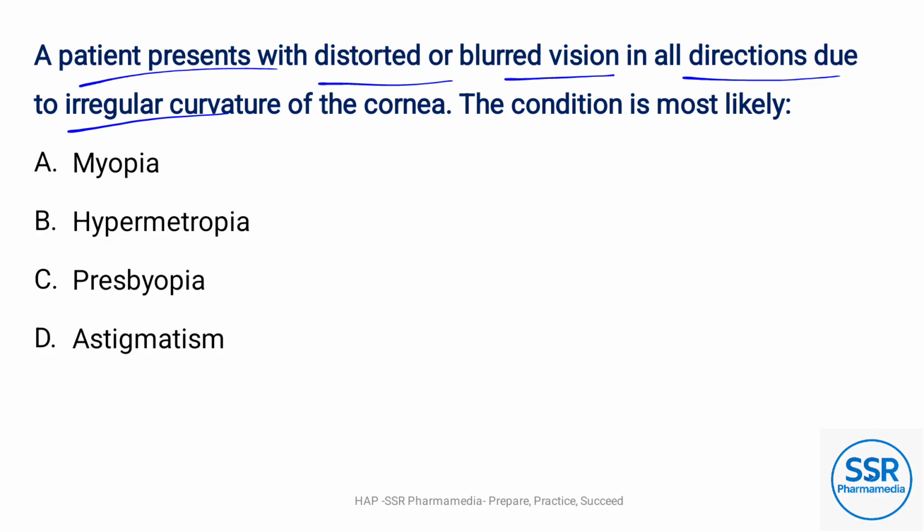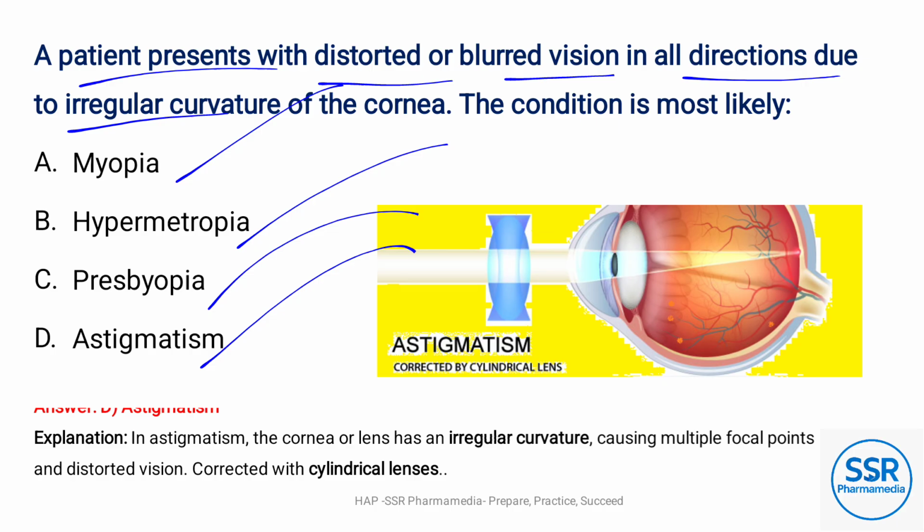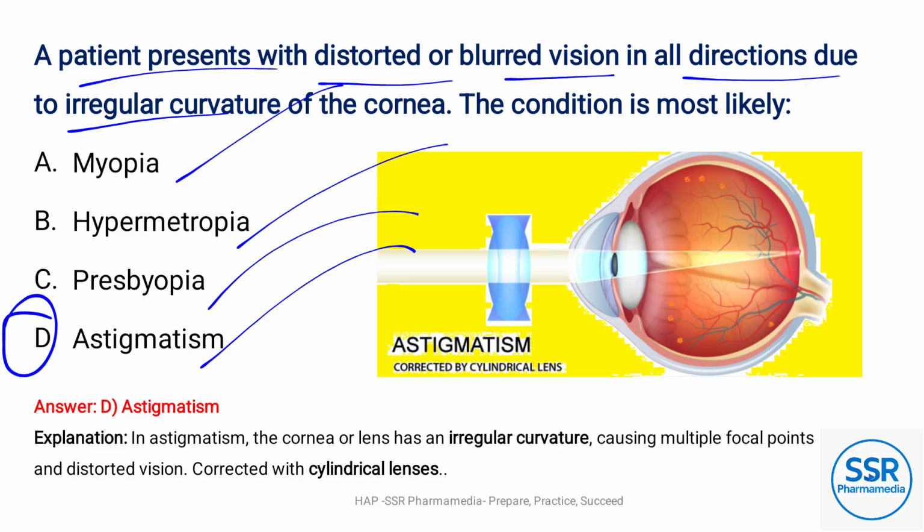of the cornea. The condition is most likely option A, myopia, option B, hypermetropia, option C, presbyopia, option D, astigmatism. So the answer is option D, astigmatism. So in astigmatism, the cornea or lens has an irregular curvature causing multiple focal points and distorted vision, and it is corrected with cylindrical lenses.